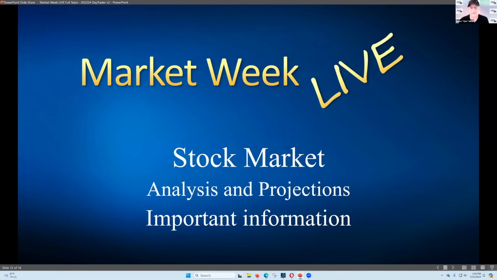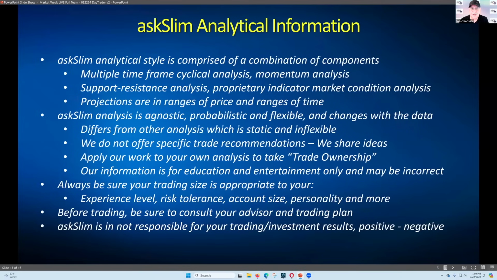Stock market analysis and projections. Important information. Make sure that you read this slide. This is all about our analytical style and about you using the analysis that we provide, and the importance of trade ownership, making a trade your own so that you don't wait for anything else or anybody else to help you with the management of that trade.